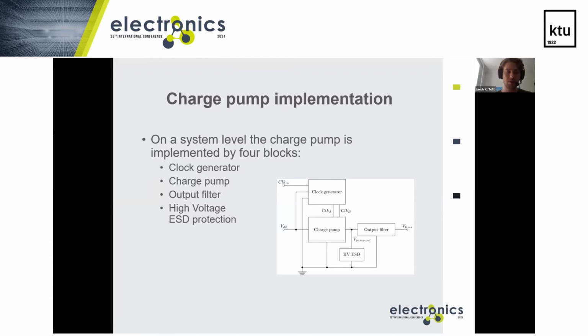So on a system level, the entire system consists of a clock generator that generates the clocks A and B for the charge pump, high voltage ESD protection because we have 180 volts here, and then an output filter to remove noise from the generated bias voltage before the bias voltage is connected to the MEMS.